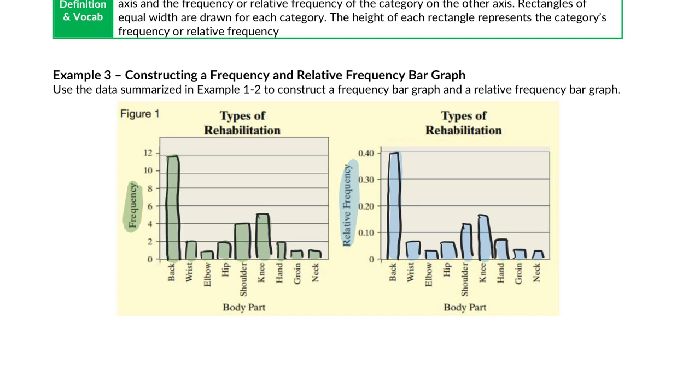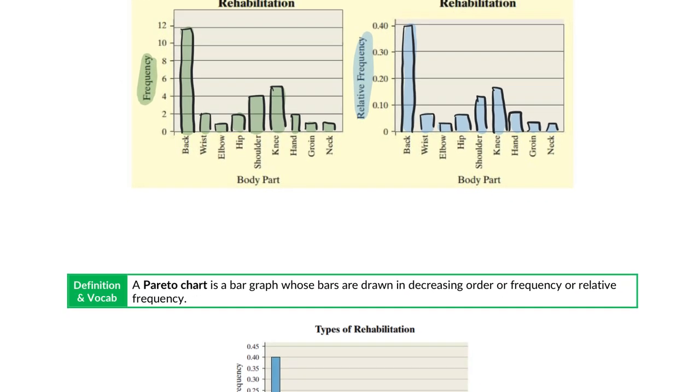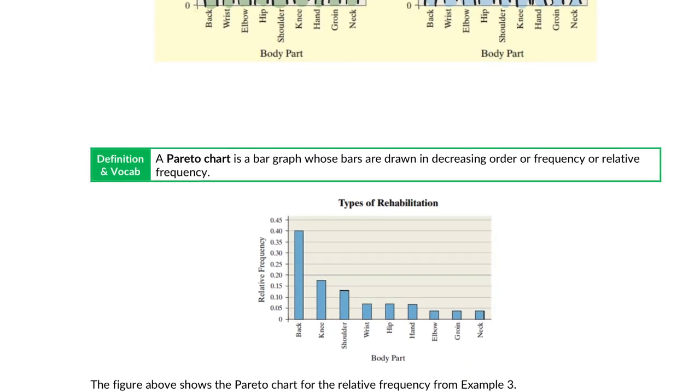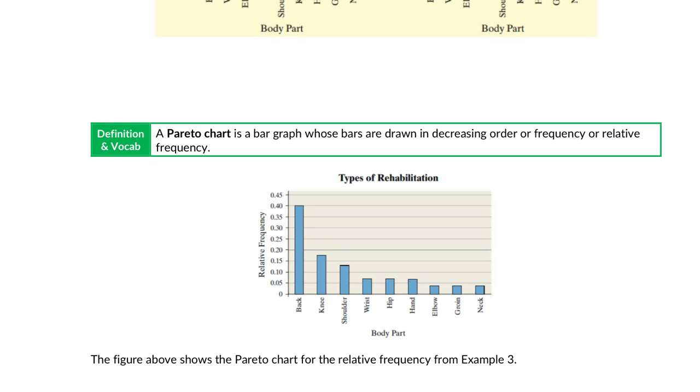So one commentary that you might have here is that these bar graphs look good, but they're all out of order. Wouldn't it be nice if they were in order from greatest to least? Oh, yes. In fact, that is a type of chart itself. A bar graph whose bars are drawn in decreasing order of frequency or relative frequency is called a Pareto chart. It is literally the same information we have above.